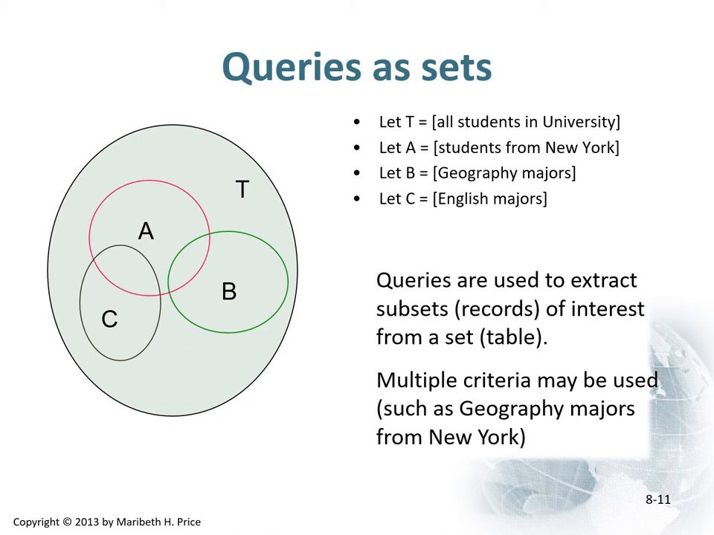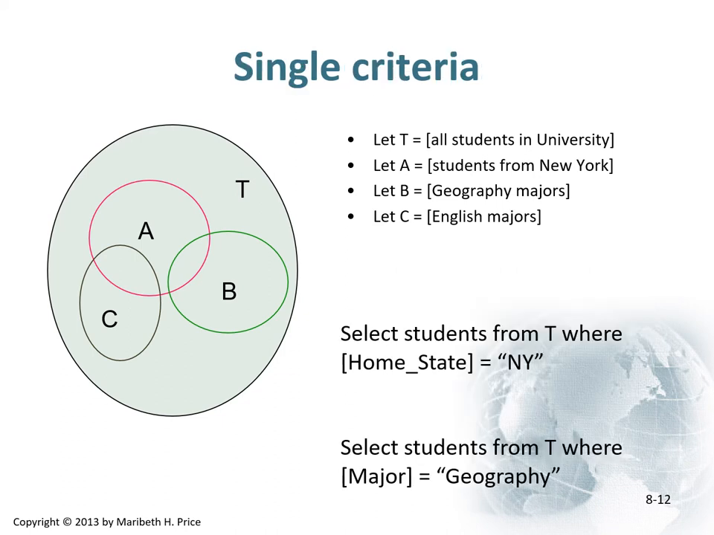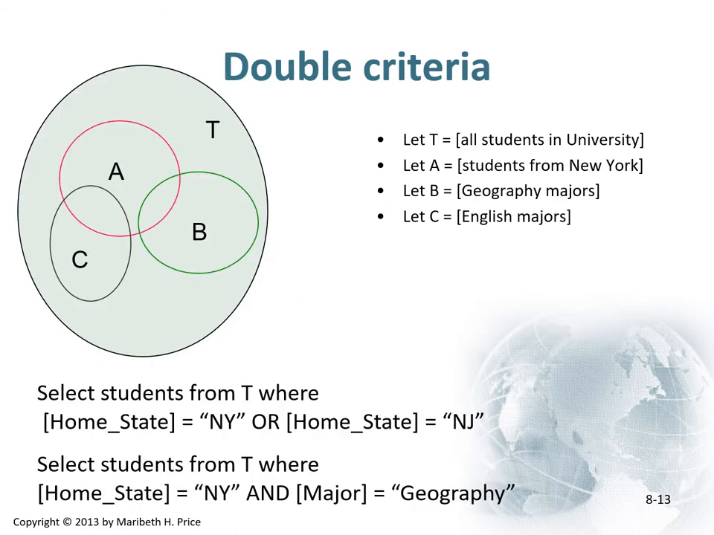Queries are just ways of collecting these subsets of data. For example, you could just say, how many students are from New York? Well, it's all the students that are in A. But if you wanted to know how many students are from New York who study geography, then it's the students who are in A and in B. And then that narrows it down to just those overlapping areas. And that's essentially how these sort of interactions work. And the whole point of this is to get a grip on AND and OR. AND means it has to meet both criteria, OR means it has to meet one or the other. Single criteria are easy. Double criteria are not bad. AND has to meet both, OR one or the other.